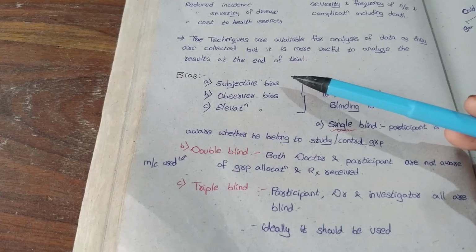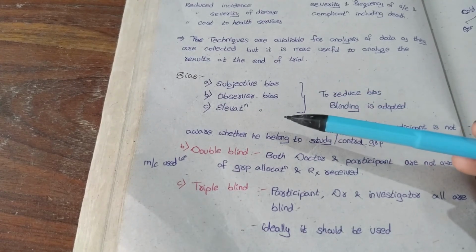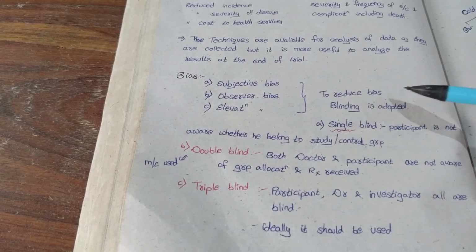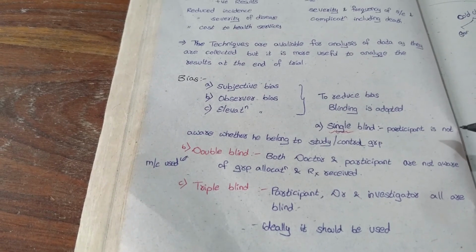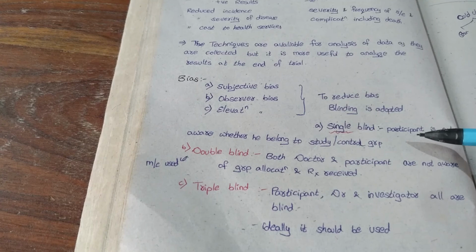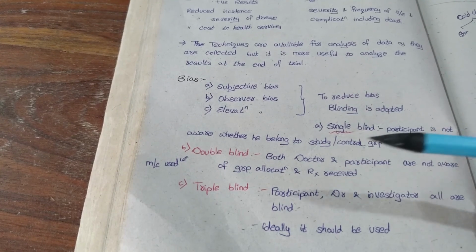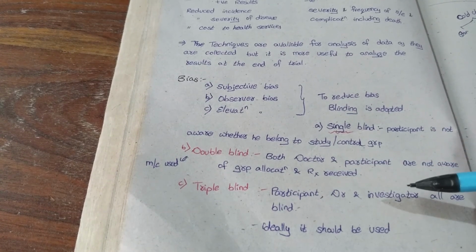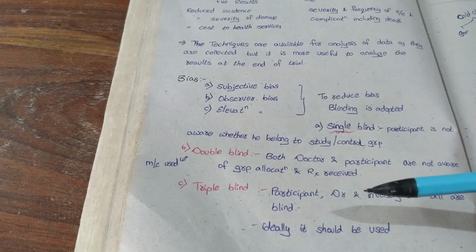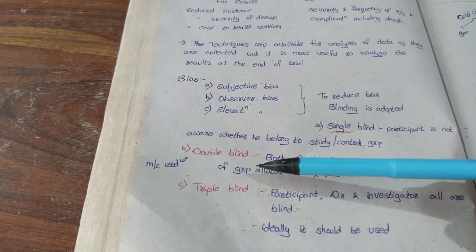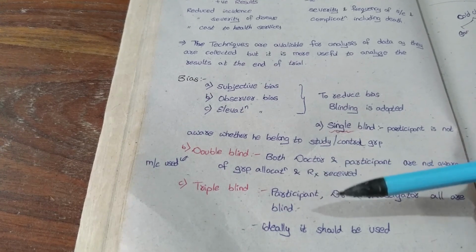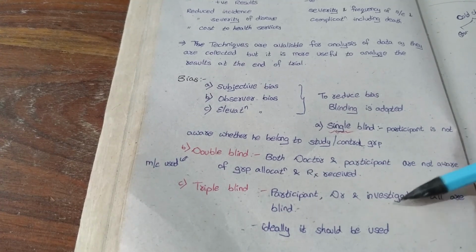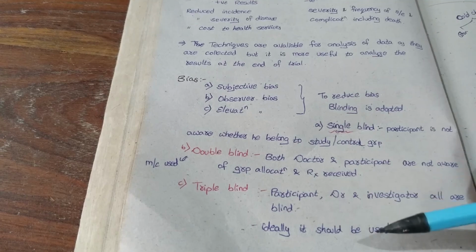Coming to the biases: subjective bias, observer bias and evaluation bias. To reduce the biases, blinding is adopted. Single blind, the participant is not aware whether he belongs to study or control group. Double blind, both doctor and participants are not aware of group allocation and treatment received. This is the most common type which is used. Coming to the triple blind, participant, doctor and investigators are all not aware. This is the ideal type.